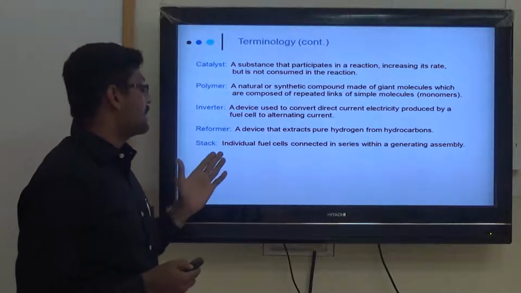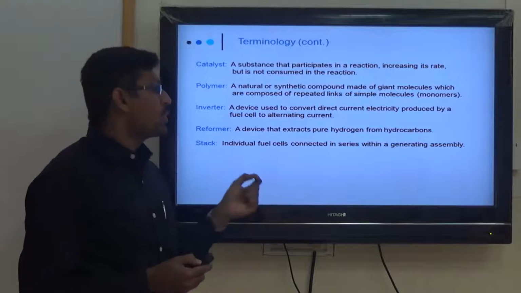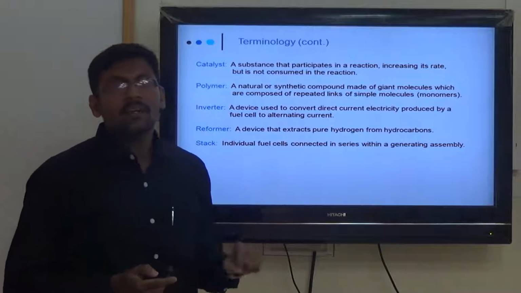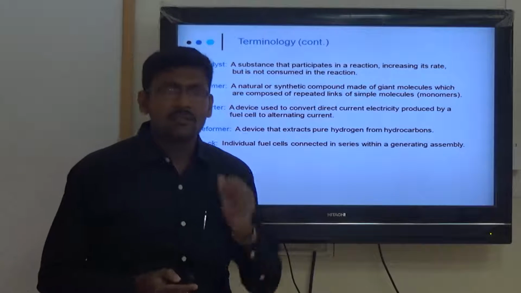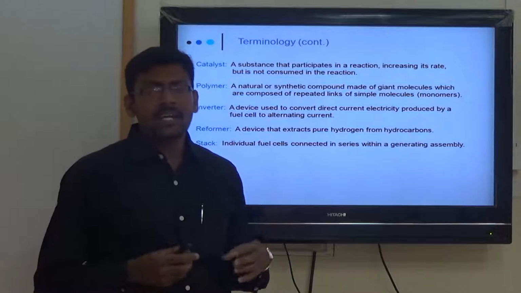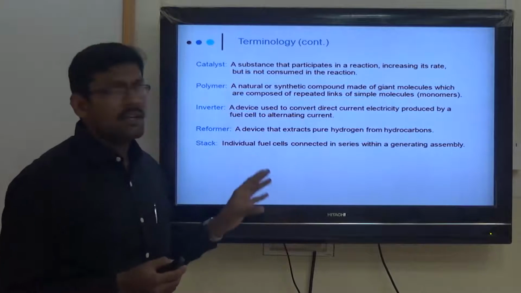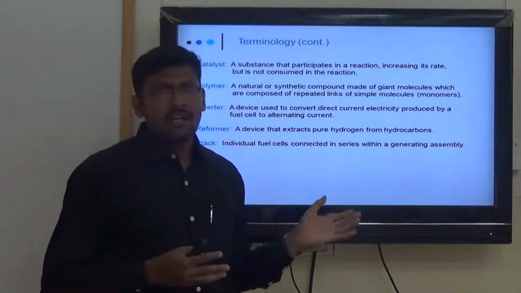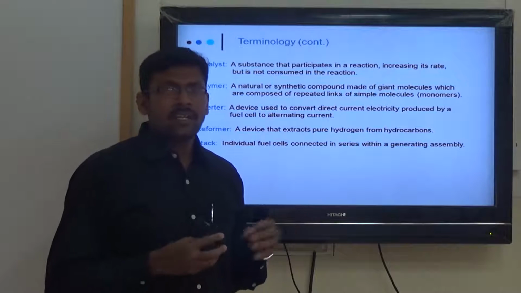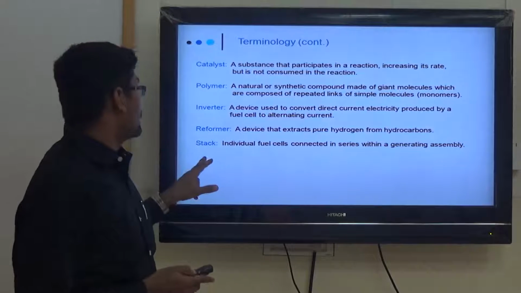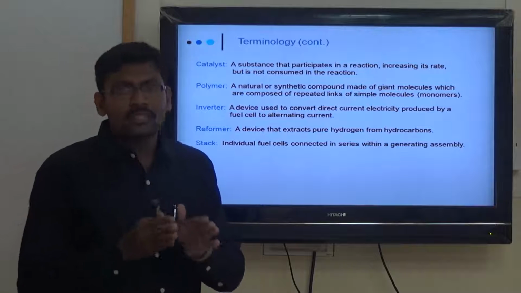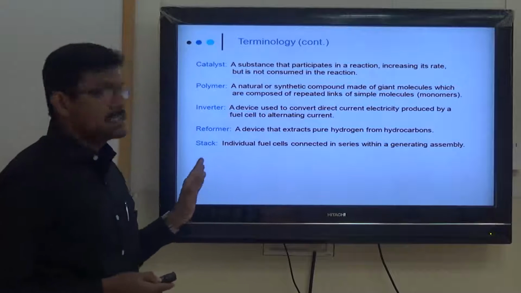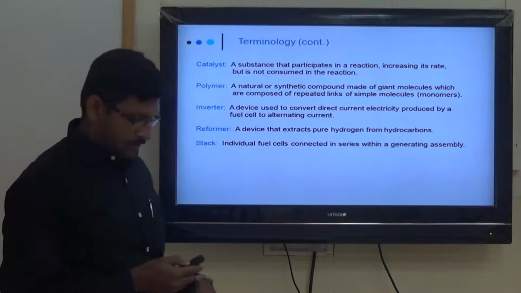Then the reformer, the device that extracts pure hydrogen from hydrocarbons. Here we are using only pure hydrogen, because if there is any other composition, the fuel cell will not be efficient. If there is addition of other gases like nitrogen, it will affect the efficiency. Then the stack is the group of fuel cells, where individual cells are connected in series in a generating assembly.